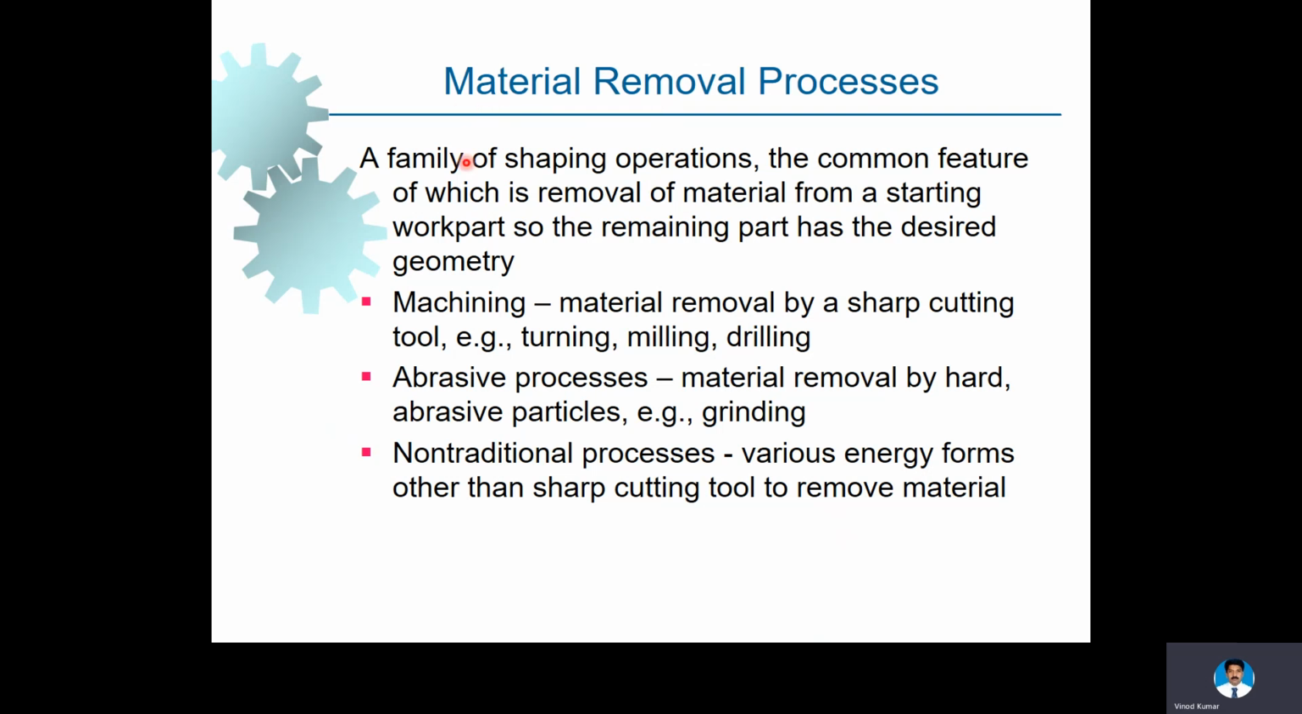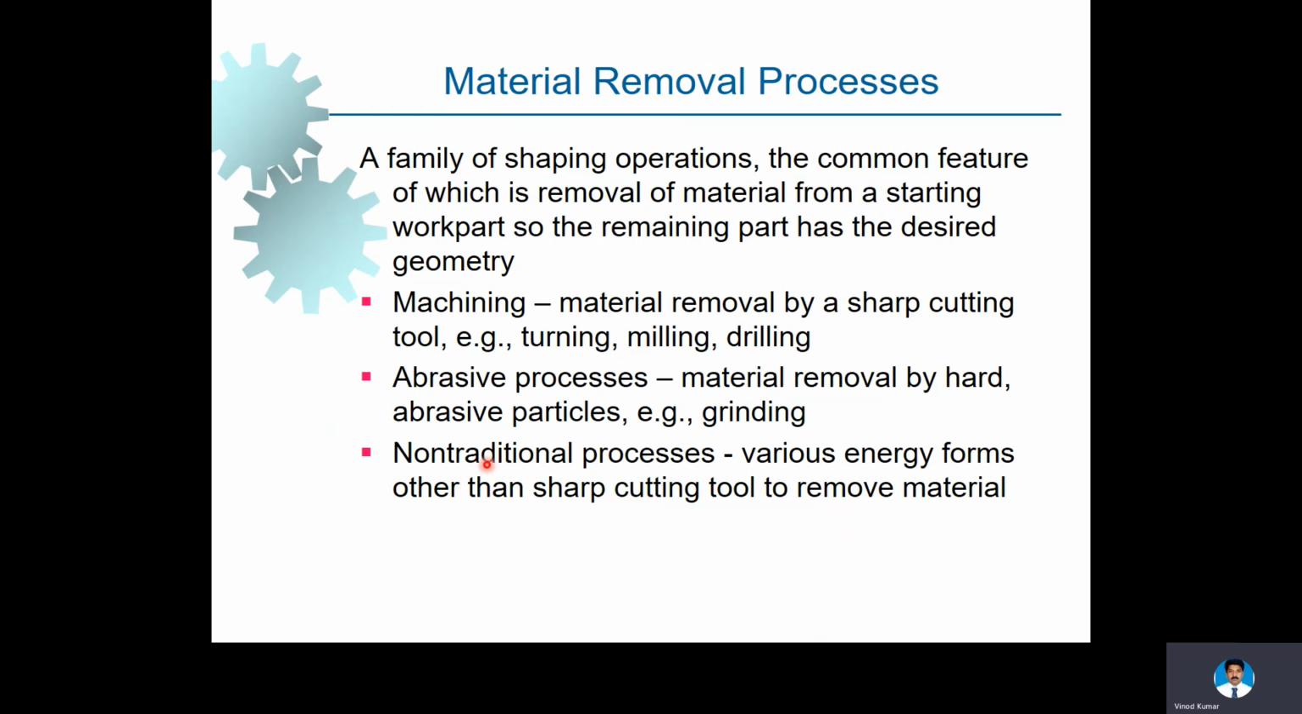What are the different types of machining processes? We have three types of metal removal processes. They are machining, removal of material by a sharp tool like turning, milling, and drilling. Turning is done in a lathe machine, milling in a milling machine, and drilling in a drilling machine. Abrasive process means we use abrasive particles to remove a certain amount of material from the workpiece. The shape and size are changed by abrasive particles. This is called a grinding operation.